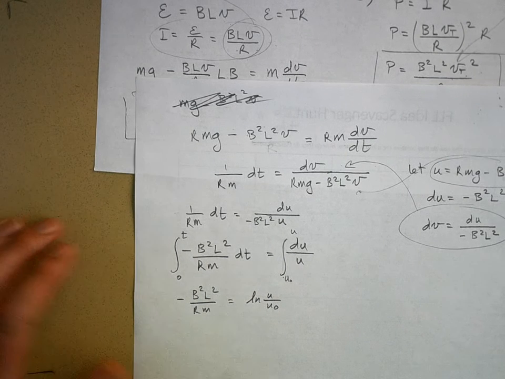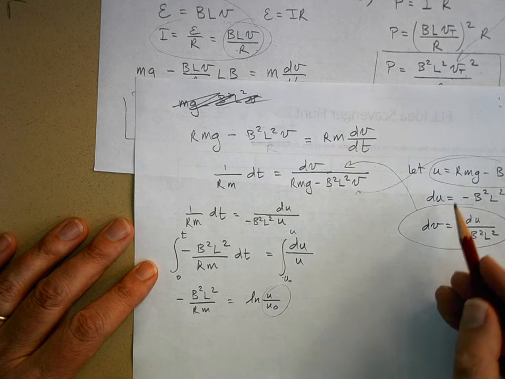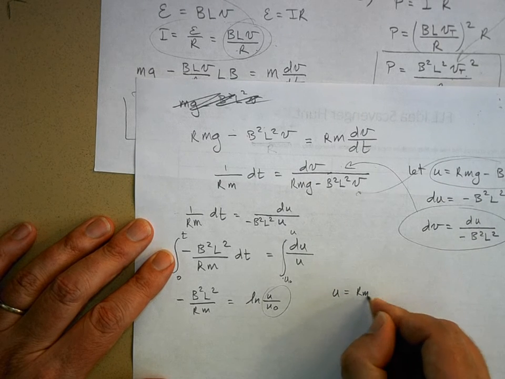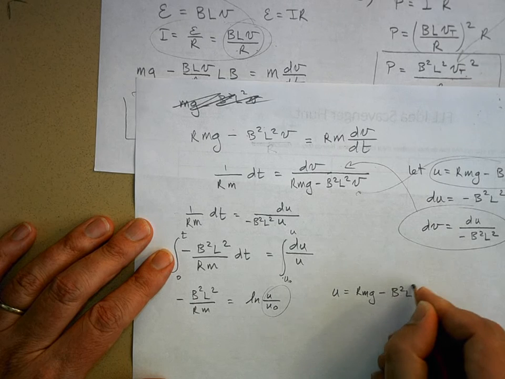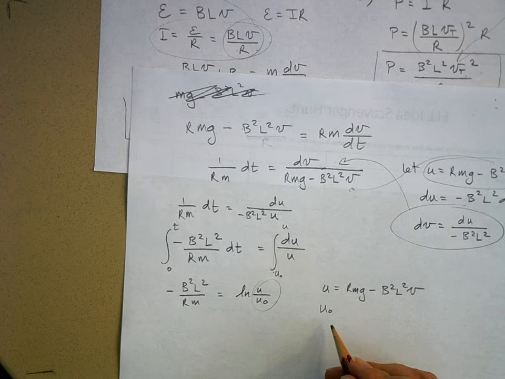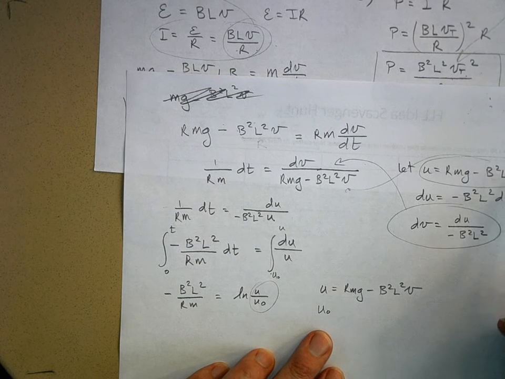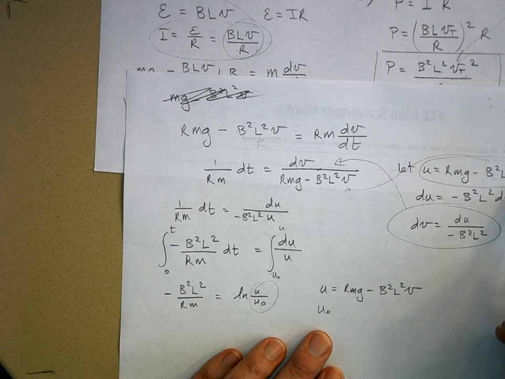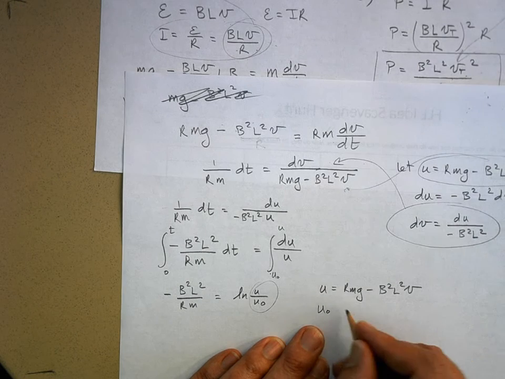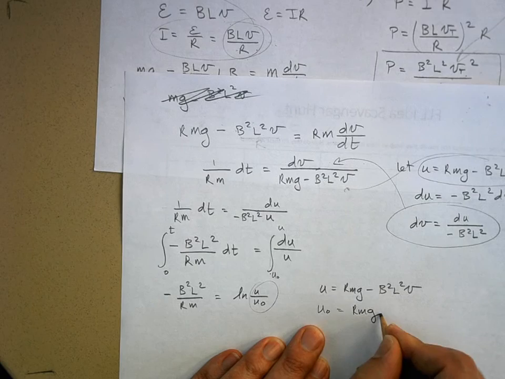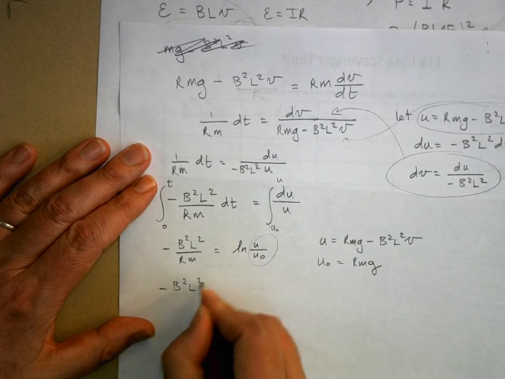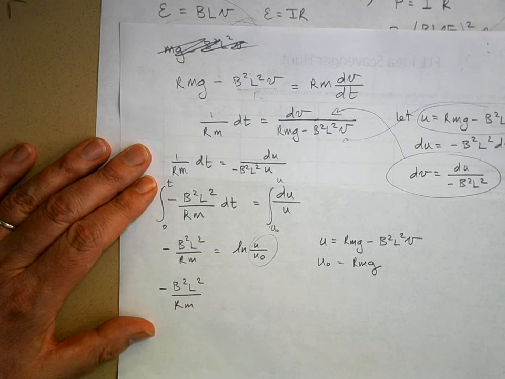Now I need to back substitute. So u equals rmg minus b squared L squared v. What is u naught equal to? Well, u naught happens when t is equal to 0. When t is equal to 0, the velocity is equal to 0. It's starting from rest. So that means this term is 0, and it's just going to be rmg. So we have negative b squared L squared. Okay, so you see why you're probably never going to have time to get to this.